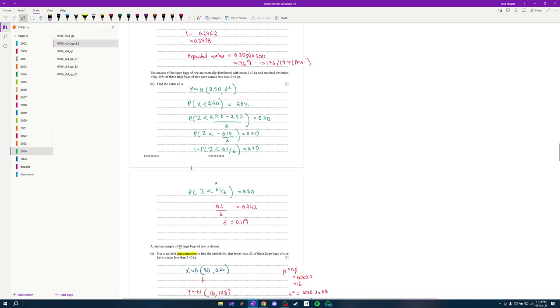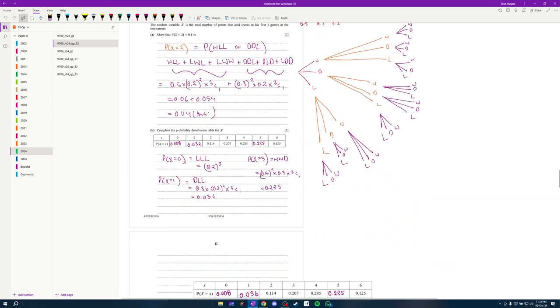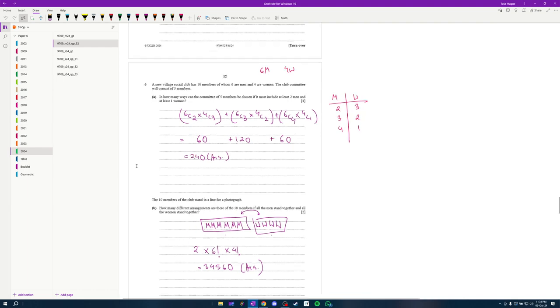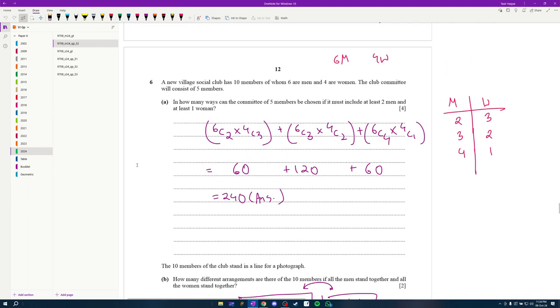We're gonna be doing a speed run on all the sums. Okay, so let's do this. A new village social club has 10 members, of whom 6 are men, 4 are women, and the club committee will consist of 5 members. In how many ways can the committee of 5 members be chosen if it must include at least 2 men and at least 1 woman? So in total 5 people, 2 men and 1 woman at least. So 2 men, 3 women, then 3 men, 2 women, or 4 men and 1 woman. So that's that. 6c2 from the men times 4c3 plus 6c3 times 4c2 plus 6c4 times 4c1, 240.